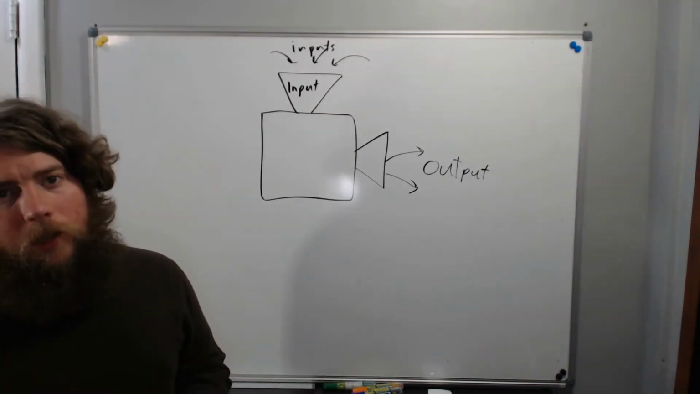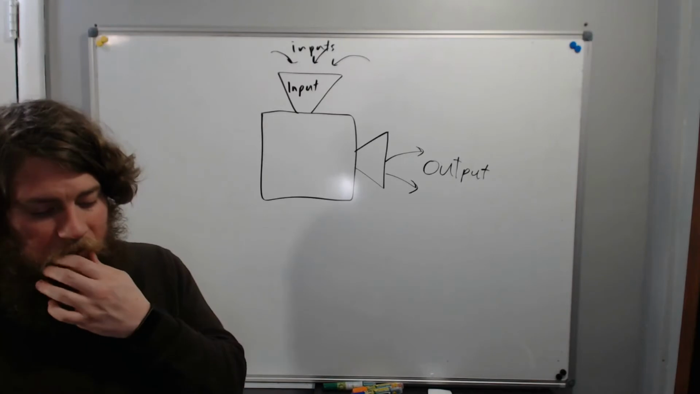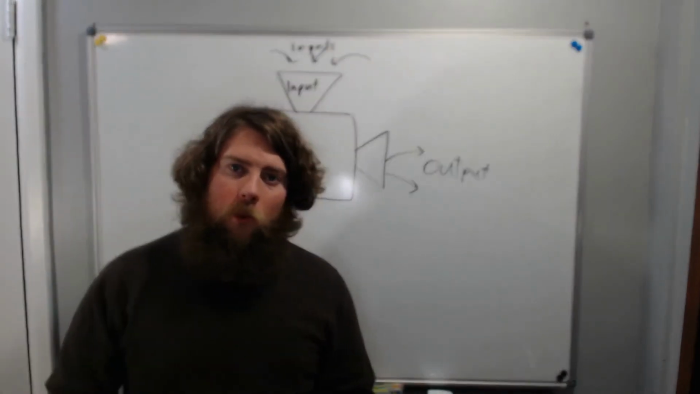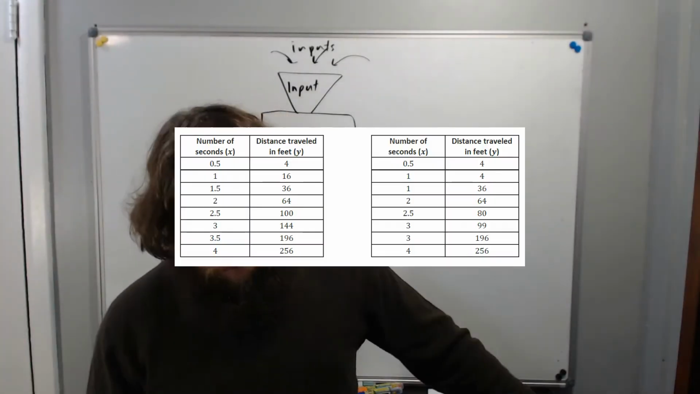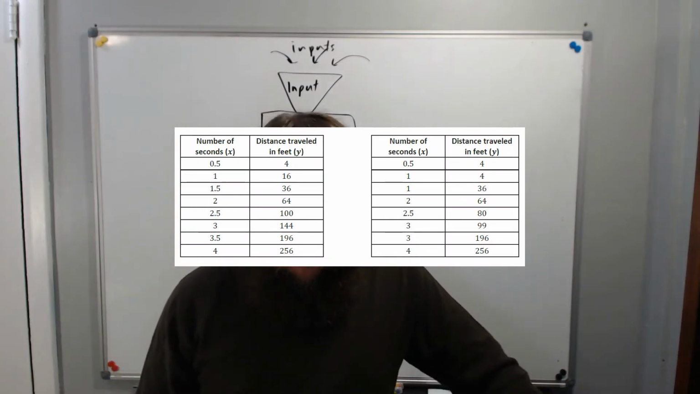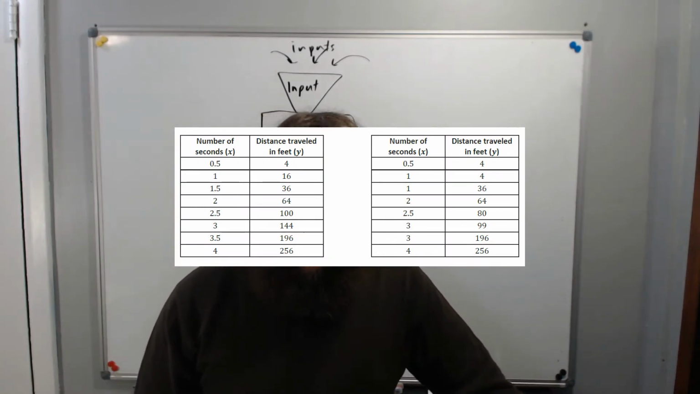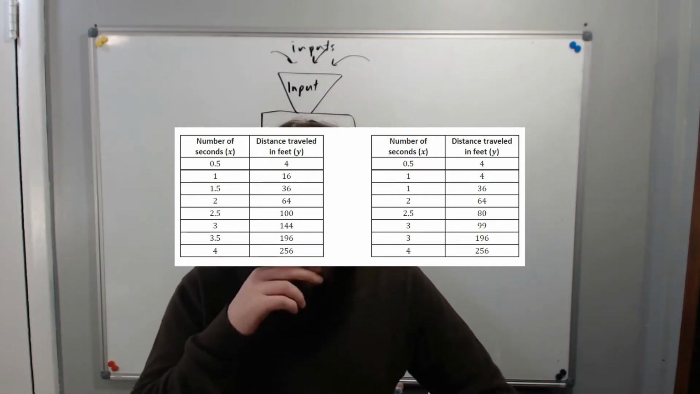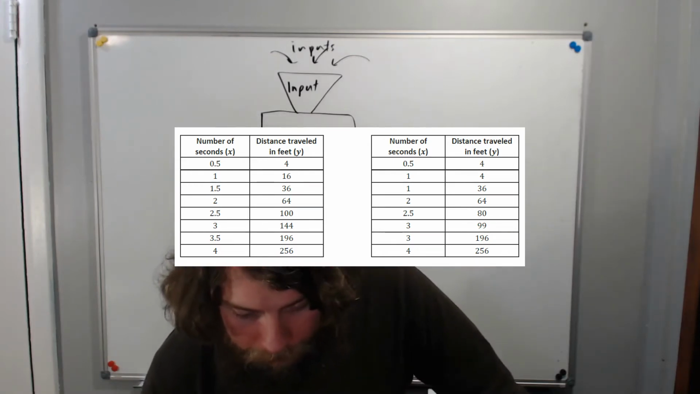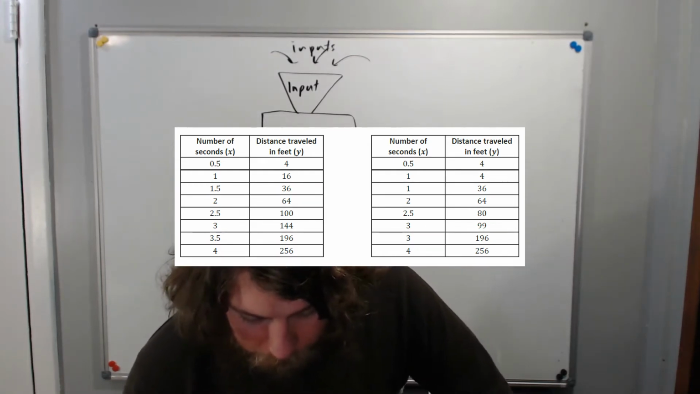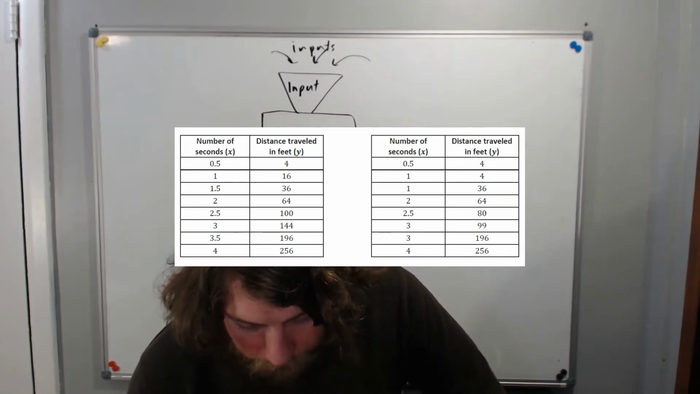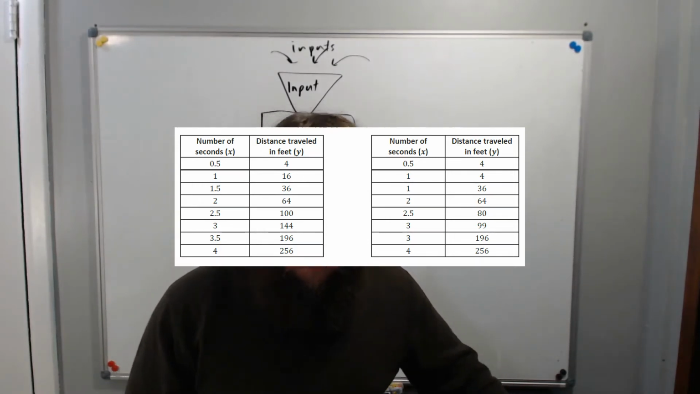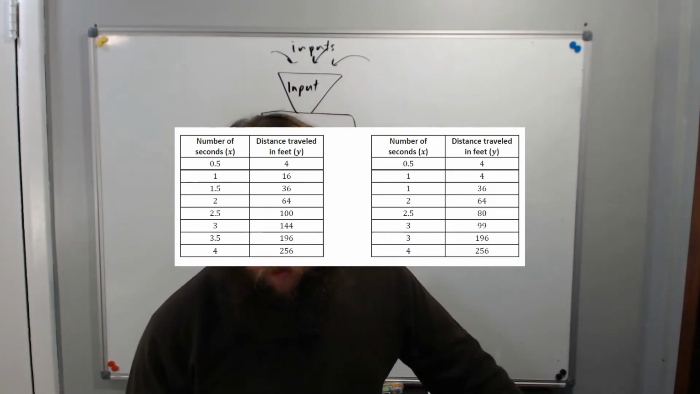So let's go ahead and look at a set of data. We're going to go back to the problem that we did last week. So check out the left table. This is basically just a photocopy of the data set from the last lesson, of the object falling through space. It got dropped from a distance of 256 feet, and it hit the ground exactly 4 seconds after being dropped.